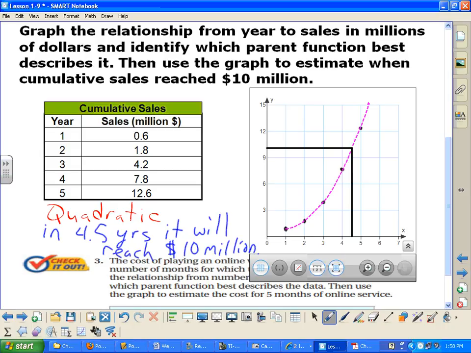So it's just a matter of making a rough sketch of a graph. And then from that rough sketch of the graph, we figure out what kind of function it looks like. And then from there, we will go ahead and graph it and find the answer to the other part.